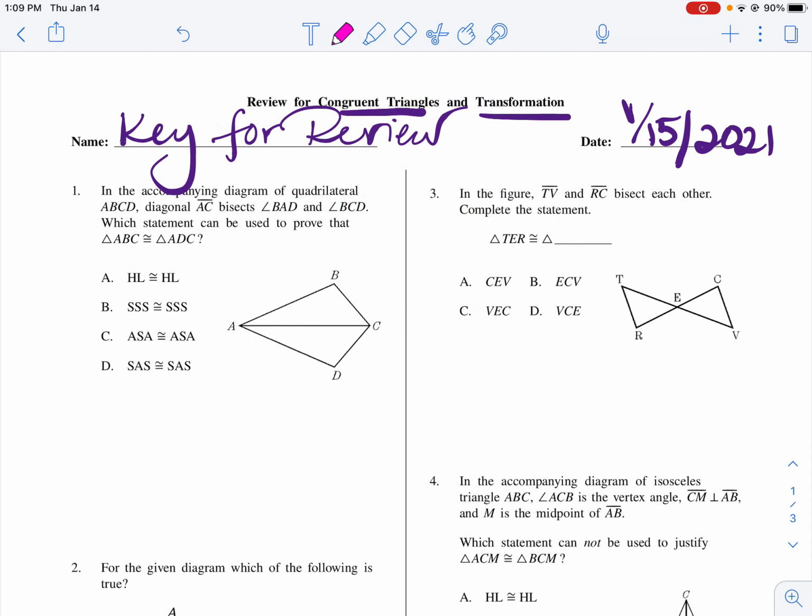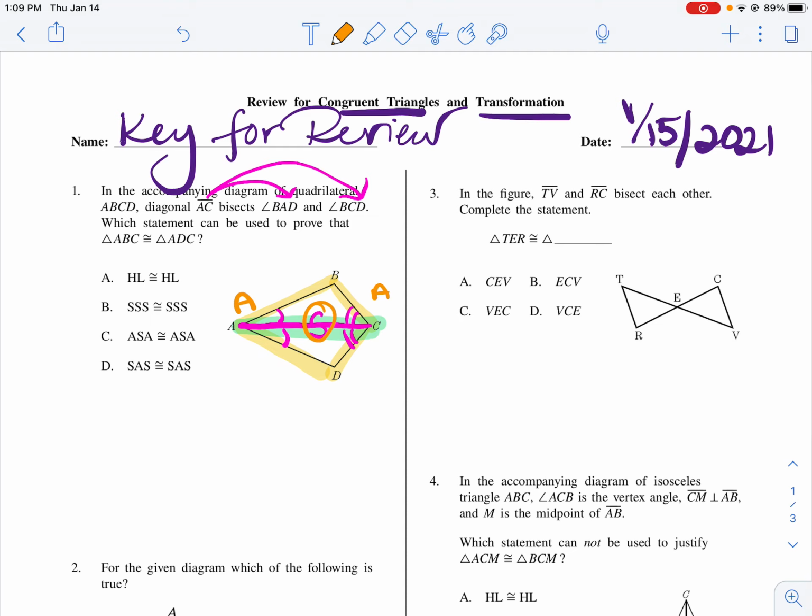So, if we look at number 1, we're told a couple things. AC bisects this angle. A bisector cuts an angle in half, meaning the two angles are congruent, but it's also bisecting BAD and BCD. So we have these angles also congruent. And then if you guys remember, we have AC, which is the reflexive property, shared by both triangles. So we have an angle, a side, and an angle.